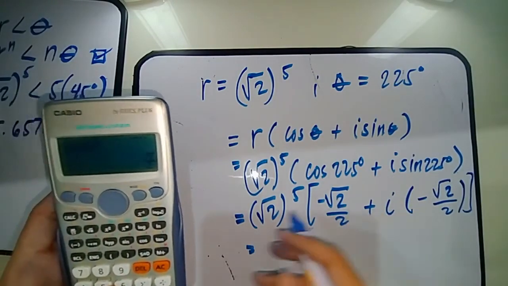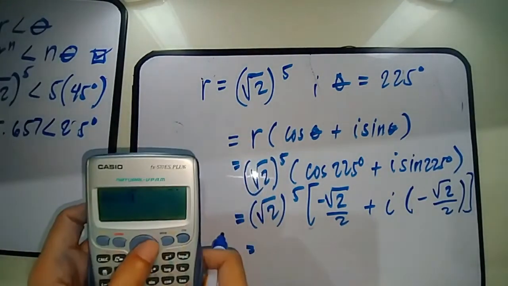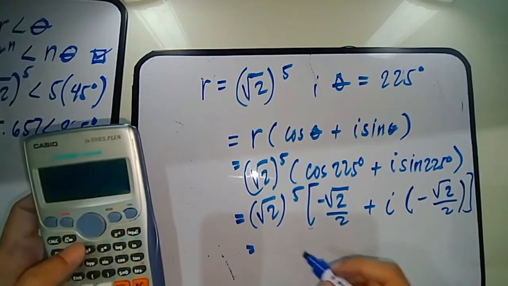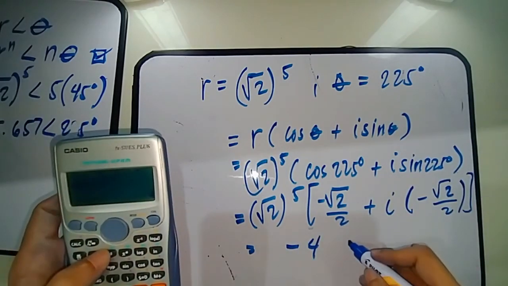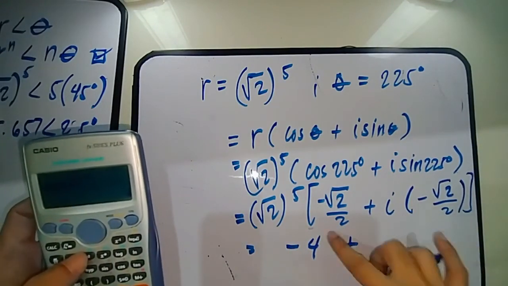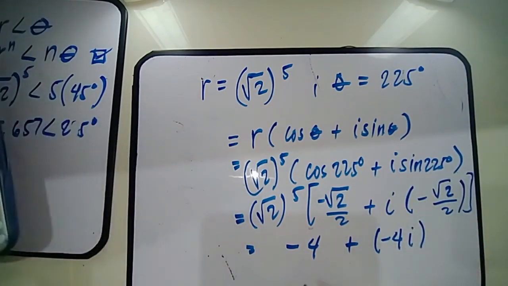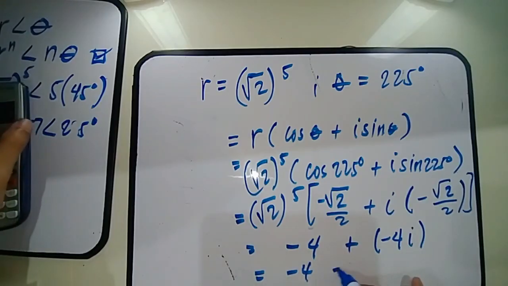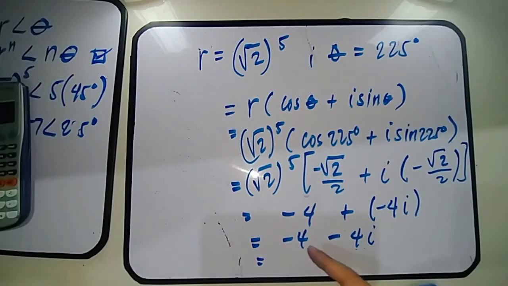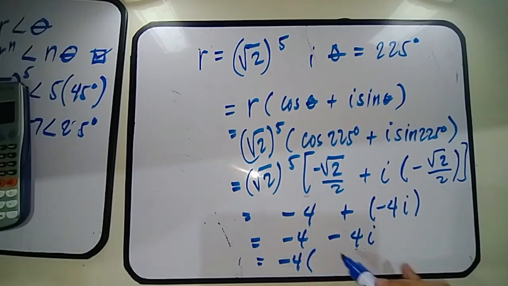Then you just multiply this, times square root of 2 raised to 5. So this is negative 4, plus square root of 2 times negative square root of 2 over 2. Same lang naman siya, so negative 4 din ito guys, times i. Then simplify natin, so negative 4 minus 4i. Sa choices guys, naka-factor yung negative 4 natin, as you can see here in our choices. So negative 4 times 1 plus i, that is the answer. So letter B siya.